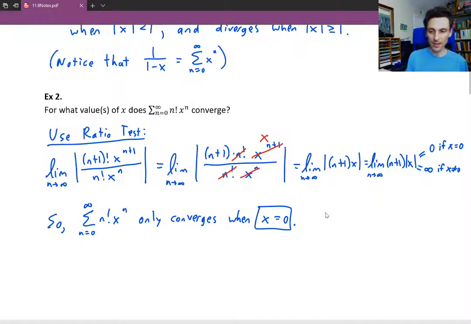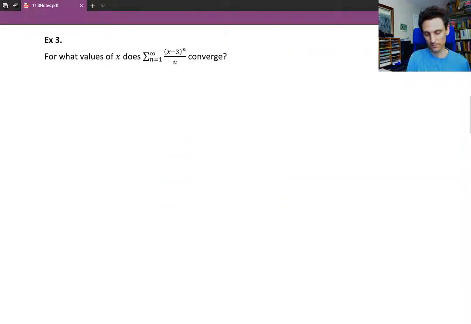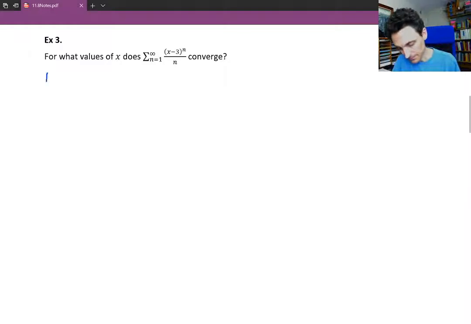Let's check out example 3. Example 3 says, for what values of x does the series x minus 3 to the n over n converge? Now once again, we can use the ratio test.